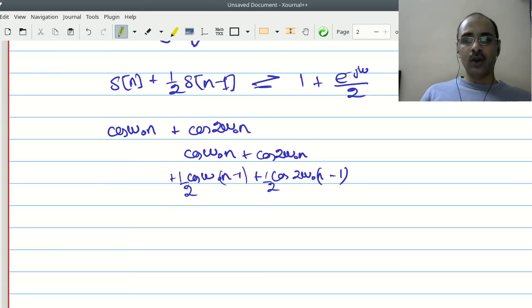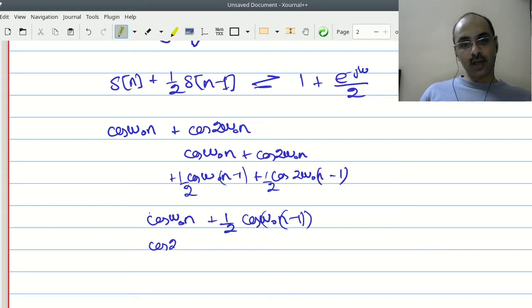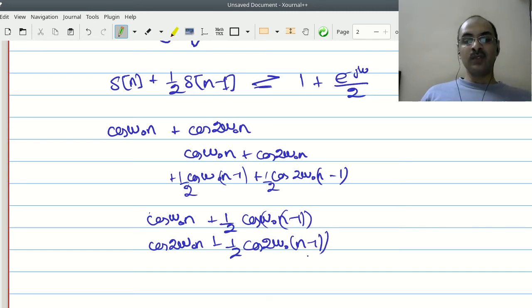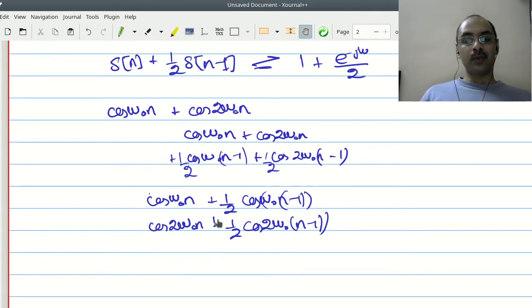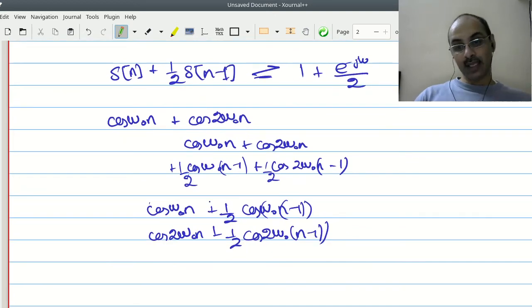How do you know that? What are the components which have omega naught over here? That is very easy. You can see it is cos omega naught n plus half cos omega naught n minus 1. And what about the 2 omega naught? Cos 2 omega naught n plus half cos 2 omega naught n minus 1. Okay. So now to actually find the phase shift of this is something a little tricky. I'm going to leave this as an exercise, but I'm going to do it numerically just to demonstrate it to you.